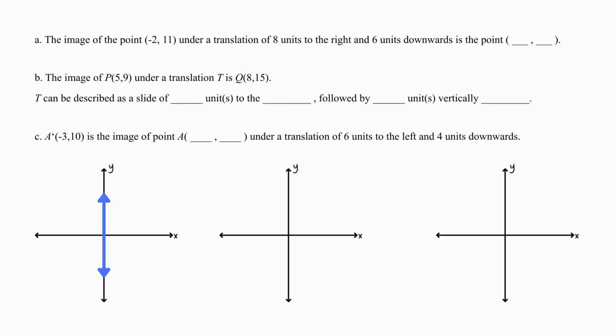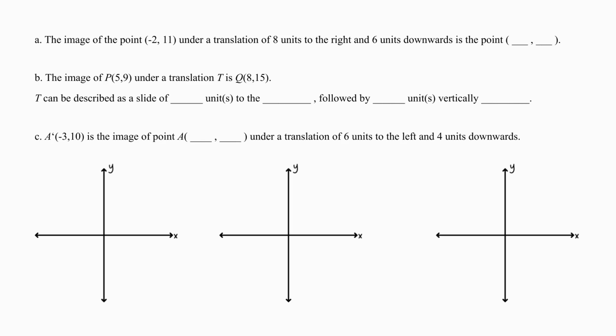For the horizontal slide, along the x-axis, moving right means we add to the x number, while moving left means we subtract. As for the vertical slide, along the y-axis, moving up means we add to the y number, while moving down means we subtract.